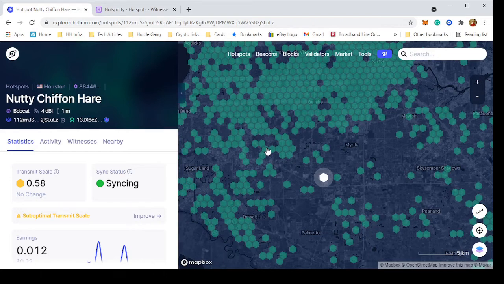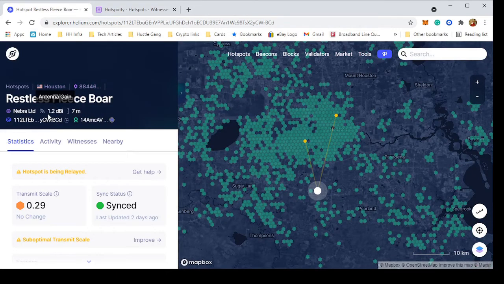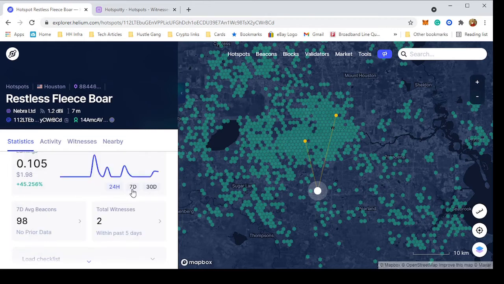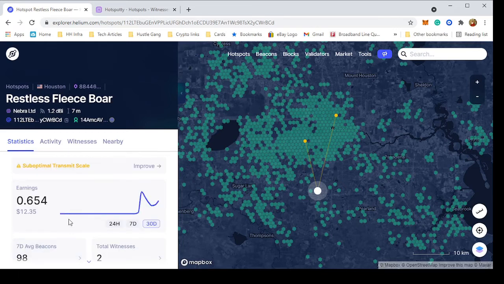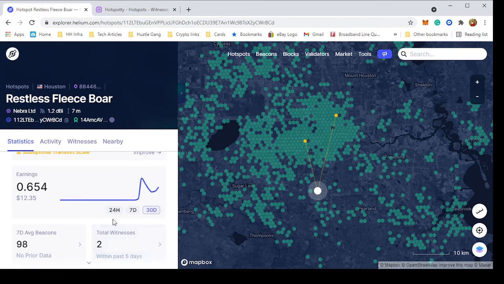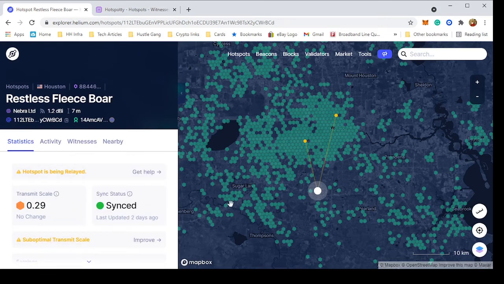You know, there's a couple over here. Let's take a look at these over here. These are two terrible transmit scale. So these must be possibly in the same house, would be my guess, right? Because transmit scale 0.29, they have an upgraded, no, they got a 1.2 dBi Nebra. Wow, okay. And that's their 24 hours, 0.1. That's their 7 days, $12. That's their 30 days. So they've been on less than 30 days now. So hopefully they're working on their setup and thinking about how they can optimize this setup.